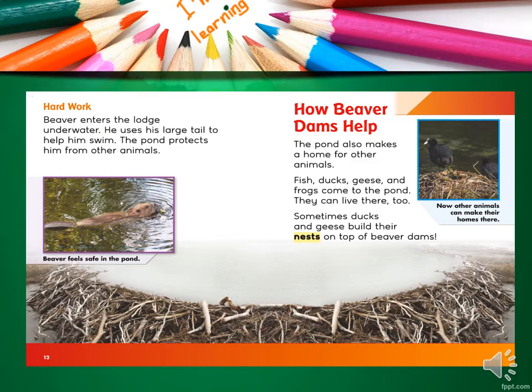How beaver dams help. The pond also makes a home for other animals. Fish, ducks, geese, and frogs come to the pond. They can live there too. Sometimes ducks and geese build their nests on the top of beaver's dam.